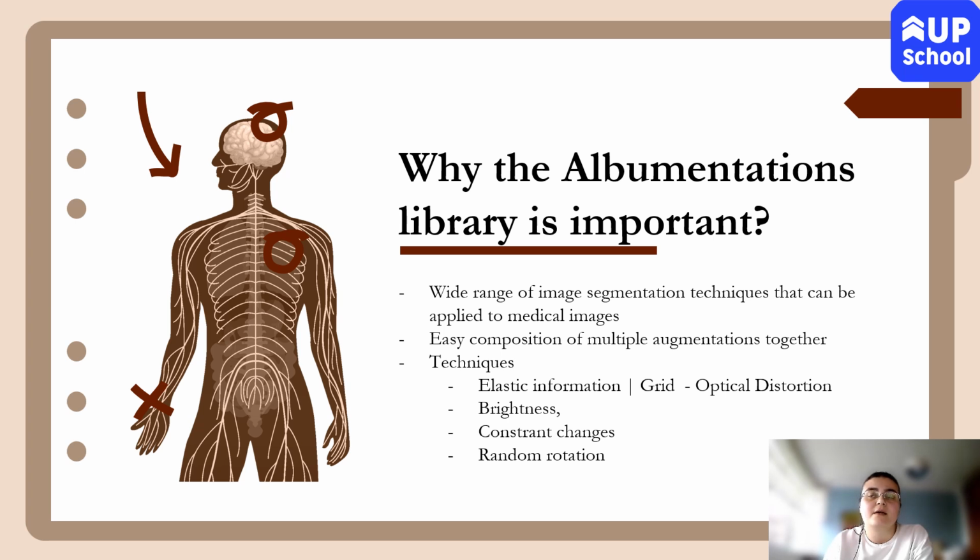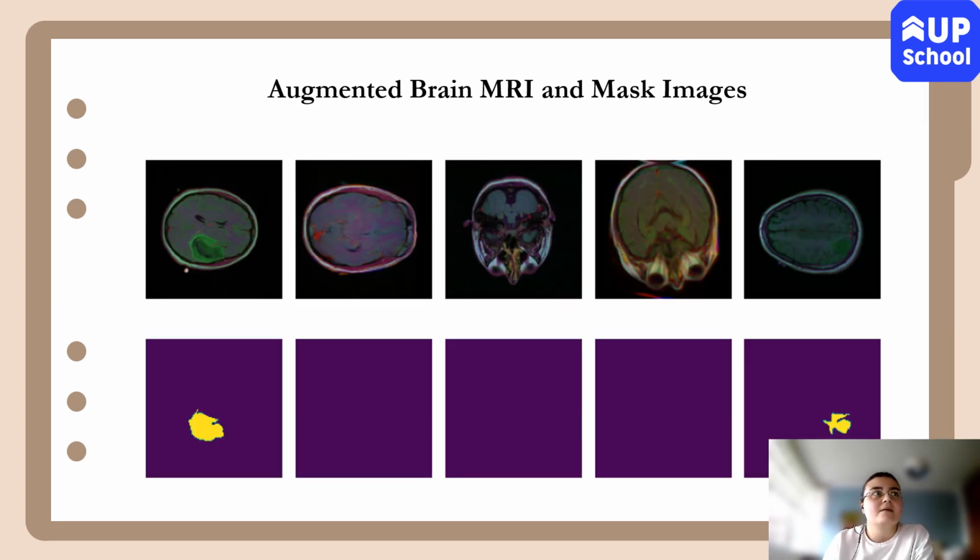The techniques that I use are three different augmentations, which are elastic transform, grid distortion, and optical distortion. And apart from these, brightness and contrast changes, random rotation, etc. And here are examples of the augmented brain MRI images here, and the mask images here.